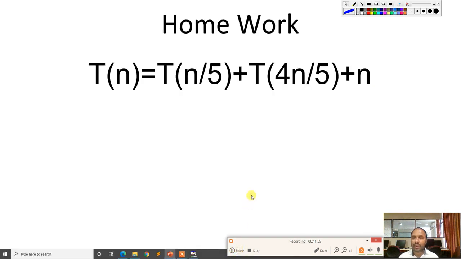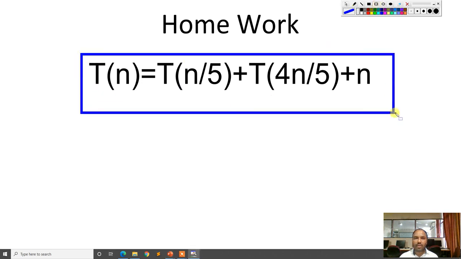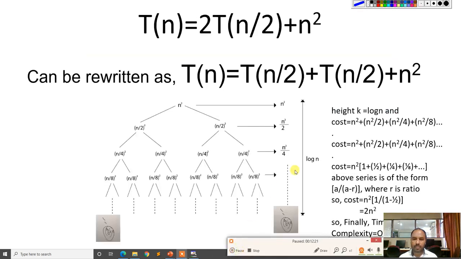So here a similar kind of example I am giving you as homework. It is a similar kind of example. T of n is equal to T of n by 3 plus T of 2n by 3 plus n. So a similar kind of example I am writing here. T of n is equal to T of n divided by 5 plus T of 4n by 5 plus n, right? So try to solve this particular example.